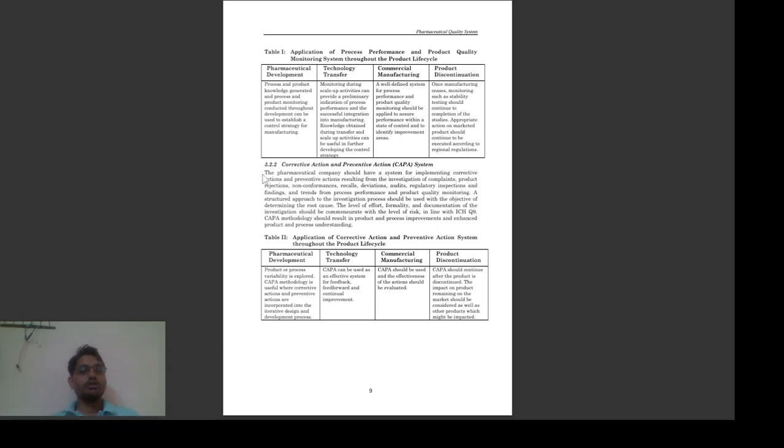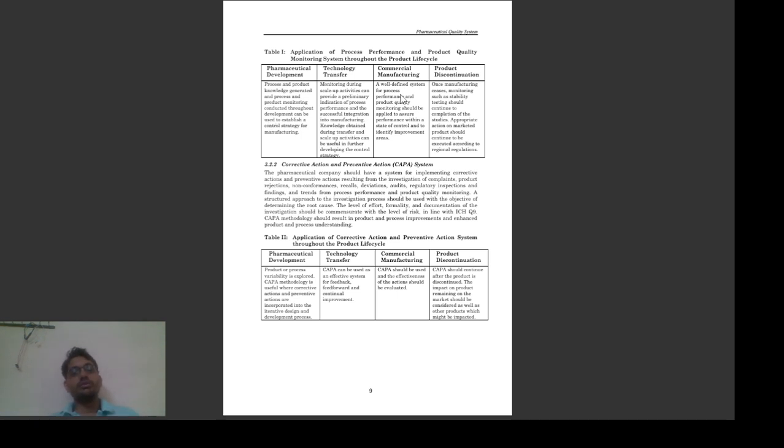The first stage is product development. Process and product knowledge gained, and process and product monitoring conducted throughout development, can be used to establish a control strategy for manufacturing. Product development is done for the establishment of the control strategy in manufacturing and technology transfer. Monitoring during the scale-up activities can provide a preliminary indication of process performance and the successful integration into manufacturing. The knowledge obtained during the transfer and scale-up activities can be used for further developing the control strategy.